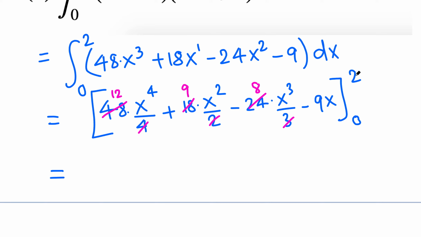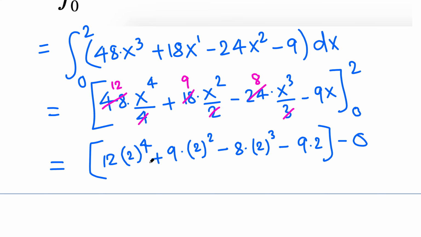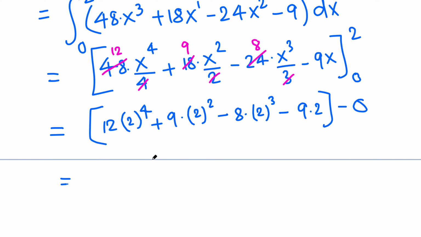Now we are replacing x by 2. So 12 times 2 raised to 4, plus 9 times 2 squared, minus 8 times 2 cubed. You can do this in your calculator, you don't have to show this work. Minus 9 times 2. That's the upper limit part. Minus replace x throughout by 0. Each term has x, and when we replace x by 0, 0 times a number is 0, so there is nothing. Now punch this in your calculator.